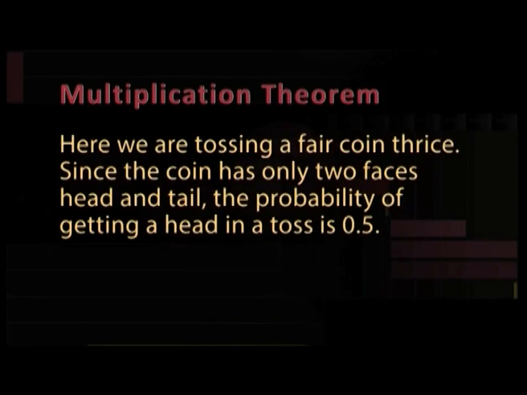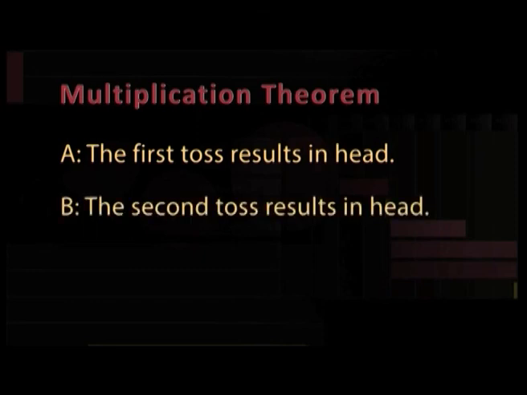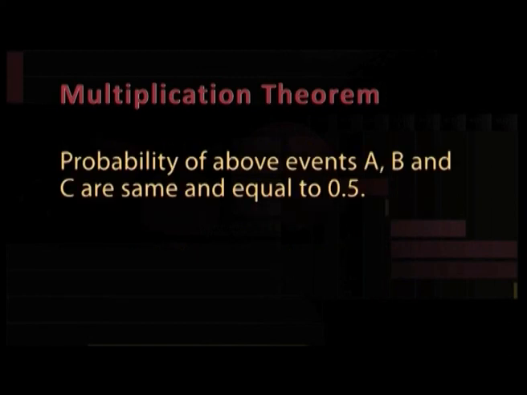Here we are tossing a fair coin thrice. Since the coin has only two faces, head and tail, the probability of getting a head in a toss is 0.5. Hence, we can define three events A, B, and C as follows, since we have three tosses. A, the first toss results in head. B, the second toss results in head. C, the third toss results in head. Probability of above events A, B, and C are same and equal to 0.5.